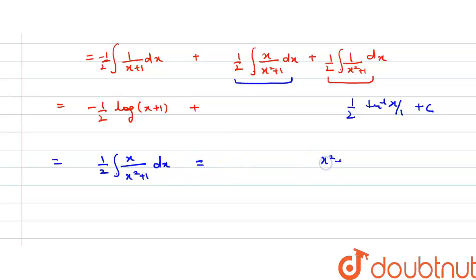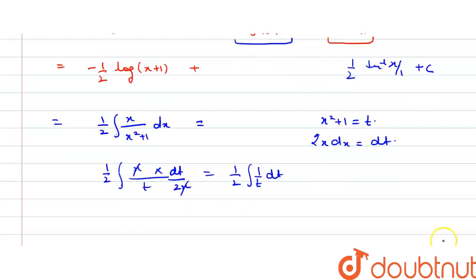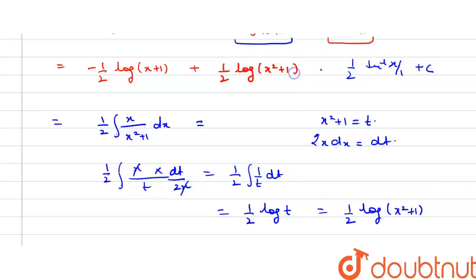Now we assume x square plus 1 is equal to t. So 2x dx is equal to dt. Now put it here, you will get 1 by 2 integration of x dx and x square plus 1 is t. Now in place of x dx, you will get dt divided by 2, so x cancels and you will get 1 by 2 integration of 1 by t dt. Now integration of 1 by t is log t, and in place of t we write log of x square plus 1. So we can write here 1 by 2 log of (x square plus 1) plus here.